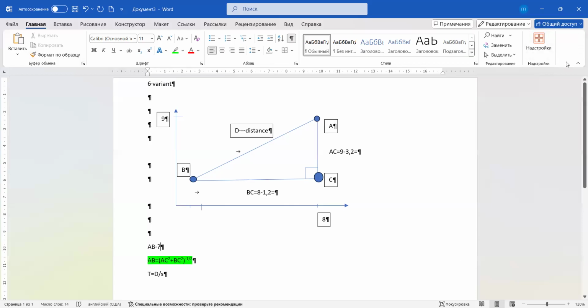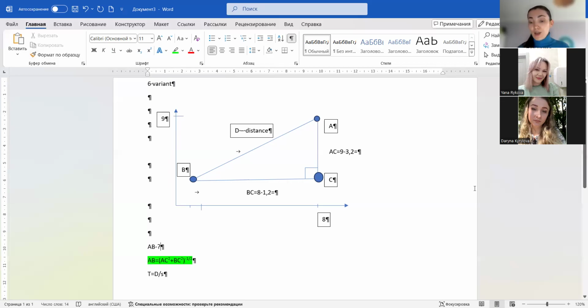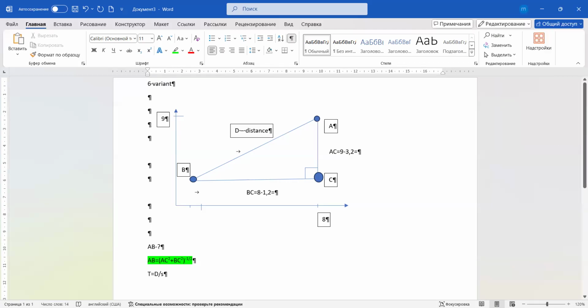So for Yana, we find this information. Darina, for your variant, we also have this information. For point A, you have some coordinates. Let me show, so you can also understand better. For point A, we have coordinates 6 and 0, and for point B, the result of these systems, how many x and y in these systems for your variant?